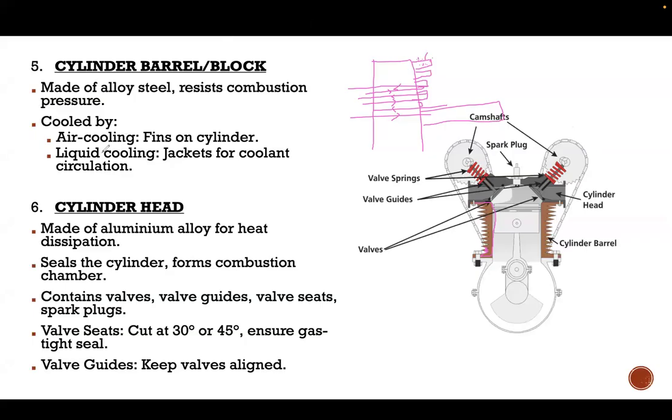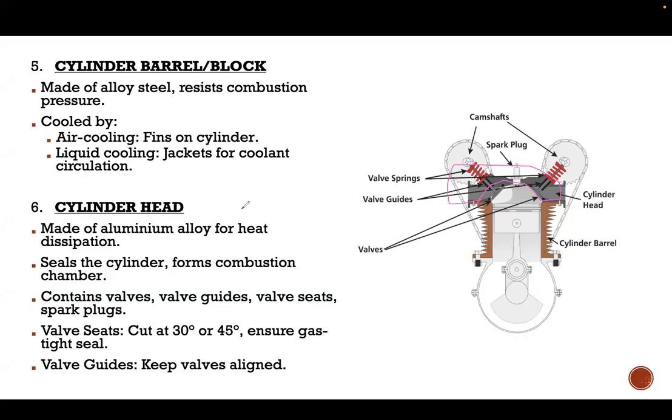The next thing we'll talk about is your cylinder head. Your cylinder head is going to be made of aluminum. That is the whole part on the top. This is your cylinder head. Now your cylinder head is made of aluminum. Why? Because aluminum dissipates heat way faster than any other metal.